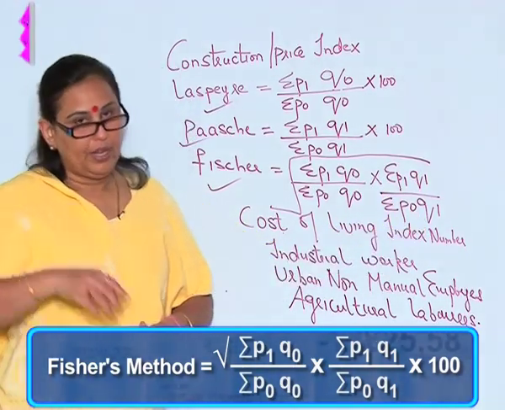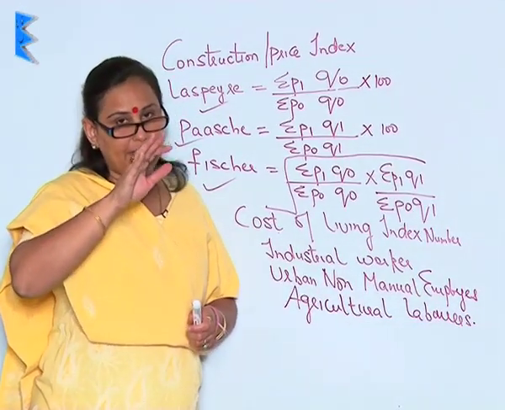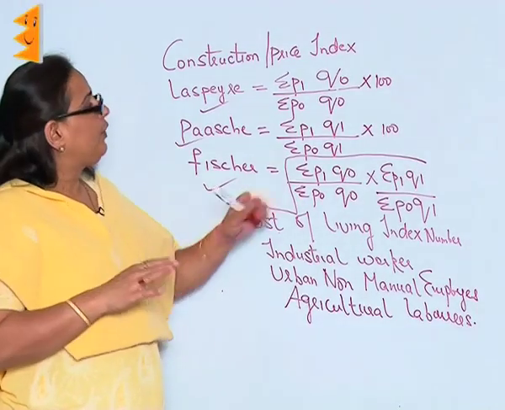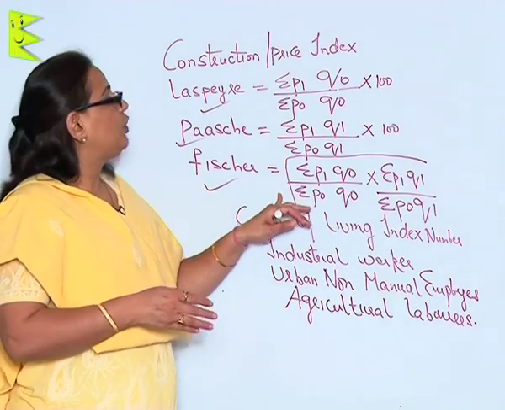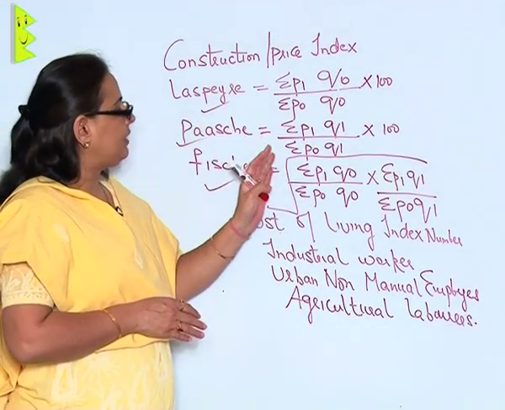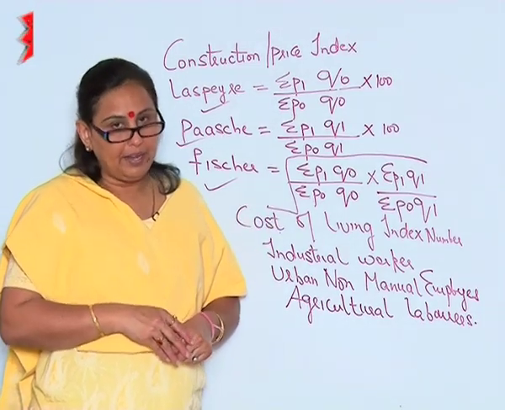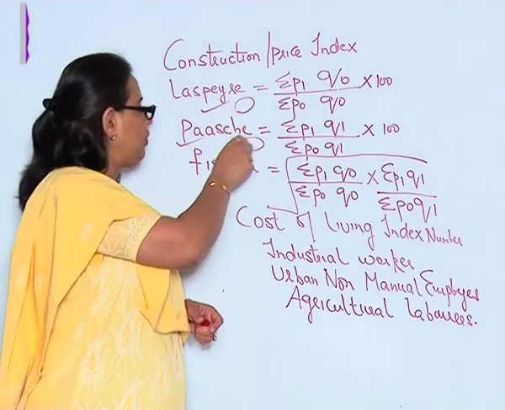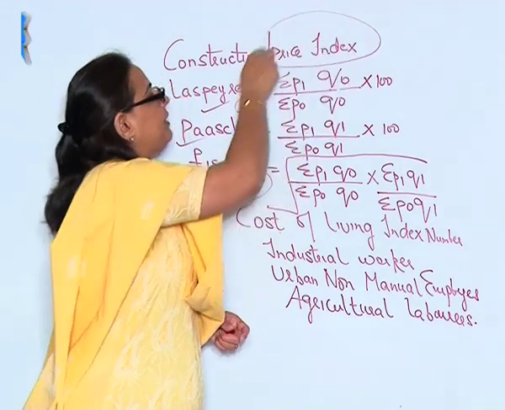Whichever method is being asked for the construction or finding out, what you have to do is apply either of the formulas as asked. So, you must learn these three formulas, and whenever the construction has to be done, it will be on the basis of the Laspeyres method, Paasche method or the Fisher method of the price index.